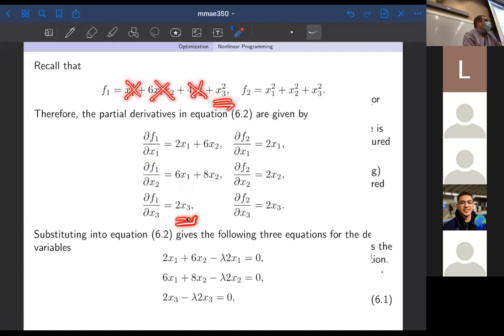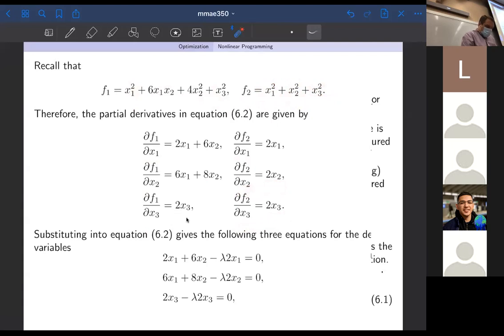So you can see it's a bit tedious, but it's not hard. And then the same thing for f2, which is x1 squared plus x2 squared plus x3 squared. With respect to x1, that's just 2x1. This term's gone. This term's gone. With respect to x2, it's 2x2. This term's gone. This term's gone. And with respect to x3, this term's gone. This term's gone. And we have 2x3. Again, not hard, just a bit tedious.